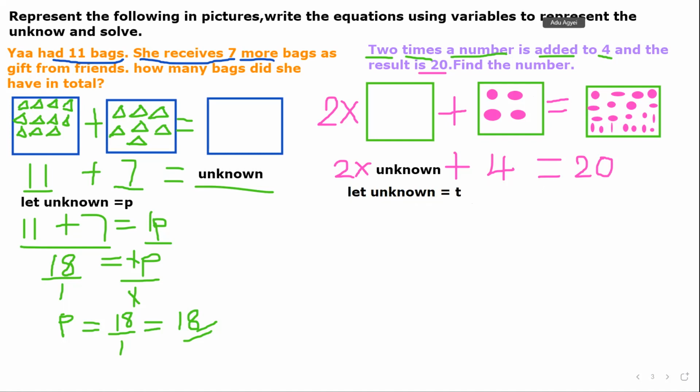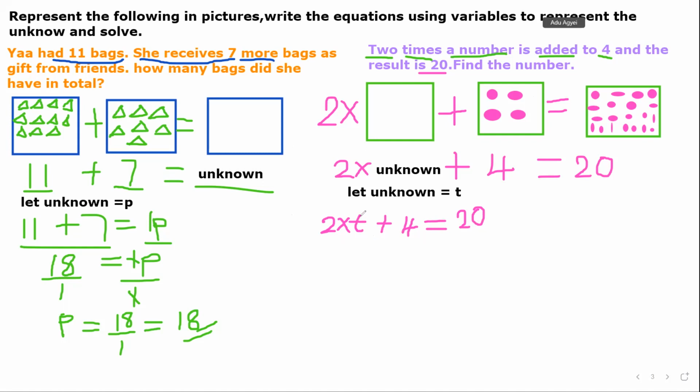So our equation will be 2 times T plus 4 equal to 20. Good. 2 times the unknown, and now the unknown is T, so 2 times T plus 4 will give you 20. The meaning of the equation is that there's a certain number that, when you multiply by 2 and add 4 to it, the answer is supposed to be 20.